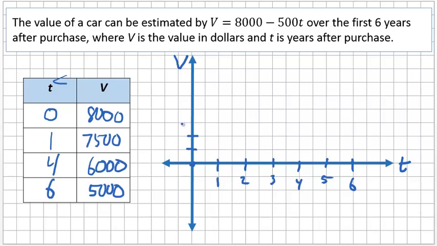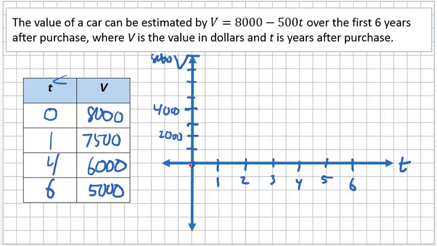So 1,000, 2,000, 3,000, 4,000, 5,000, 6,000, 7,000, 8,000, and I'm actually going to barely fit here, putting this all the way to the top. If I was to do this again, I probably would have moved my horizontal axis down a little bit to make a little bit more room.